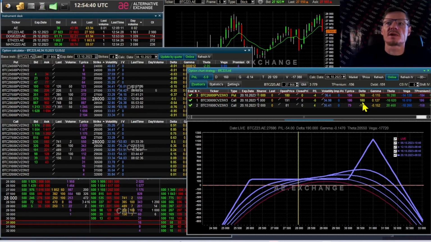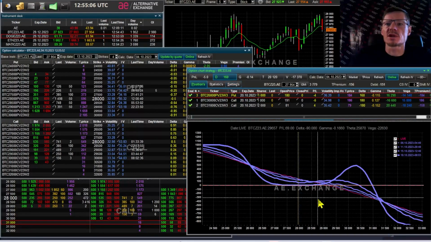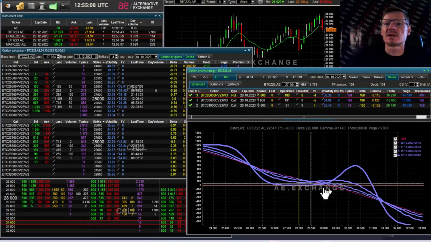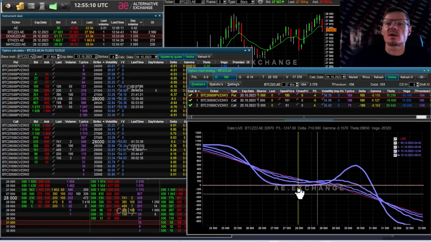And here in this column, you can see the total delta value. 1,000 put options sold of strike 26 give a delta of 160. 1,000 bought call options of strike 30 give a delta of 180. 2,000 call options sold give a delta of -180. So we end up with a delta of 160. And on the chart that's on the screen right now, you can see how the delta behaves as the price changes.